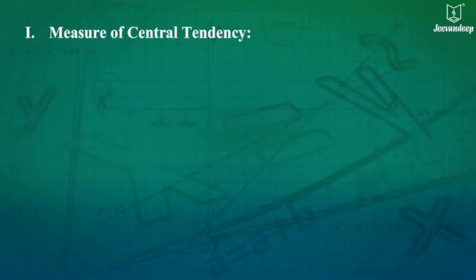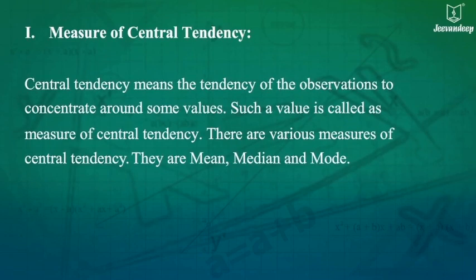1. Measure of central tendency. Central tendency means the tendency of the observations to concentrate around some values. Such a value is called a measure of central tendency. There are various measures of central tendency. They are mean, median, and mode.